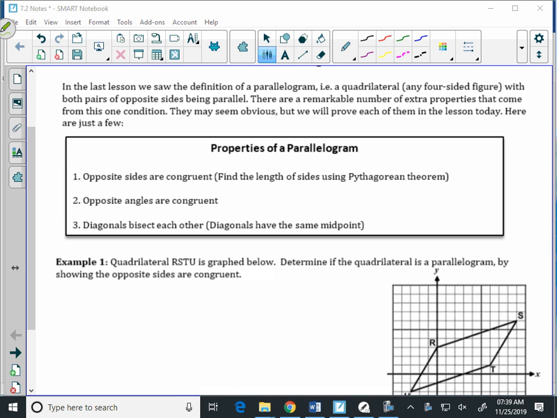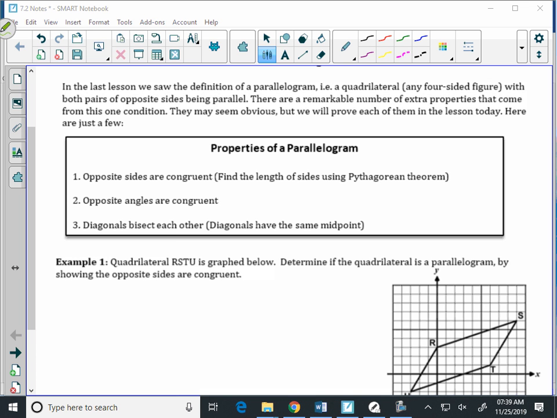Well, there's more properties to parallelograms, and that's what we're going to dive into today. So one important property about parallelograms is that the opposite sides are also congruent. Opposite sides are parallel, and opposite sides are congruent to each other. So in the coordinate plane, we're just going to use the Pythagorean theorem to show that they are congruent or not.